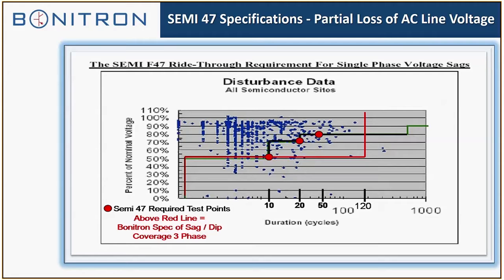This is the testing criteria, real briefly. This only applies to Semi-F47 semiconductor. Surprisingly, I have had some requests for Semi-F47 certification outside semiconductor. It's a third-party certification, so it does speak to the capability of the ride-through. You have to have it tested, and you have to have it certified. But these show the 3 points that they test for Semi-F47: 50% sag, 10 cycles; 70% sag, 20 cycles; and 50 cycles, 80%, or actually 80% remaining, 20% sag.